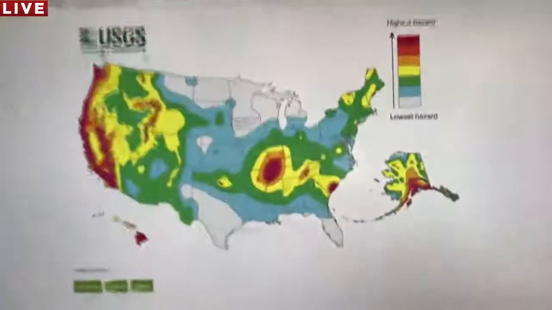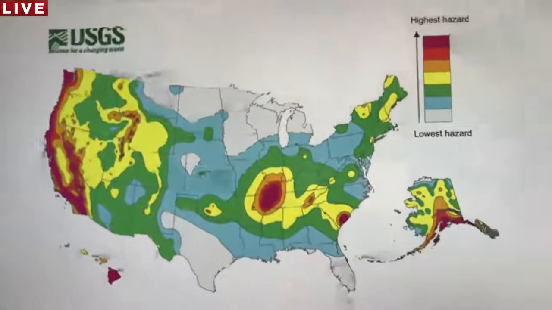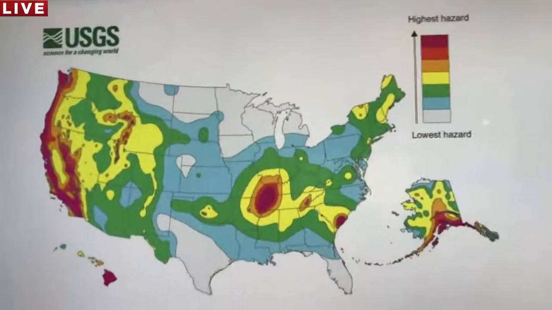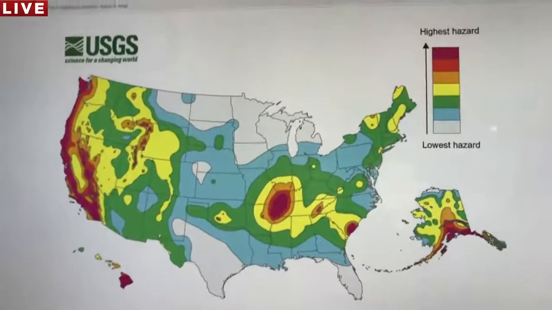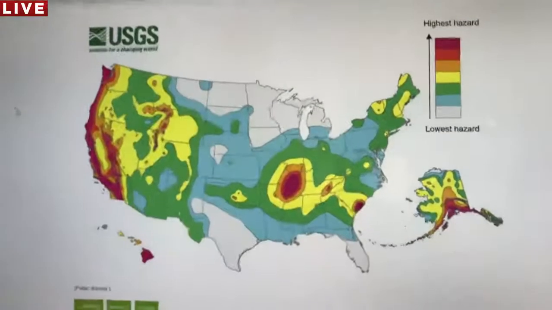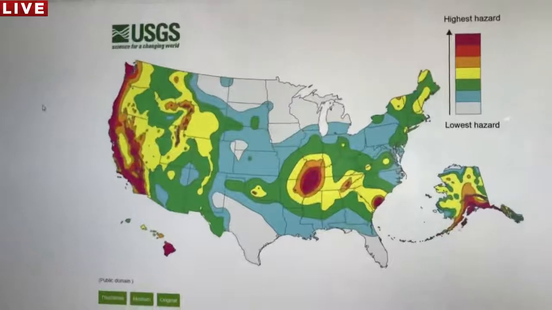So I want to show you something here. This is from the USGS, the United States Geological Survey, and it pinpoints the highest hazard of earthquakes. So let me flip this around here. Now, I'm showing you this because, again, remember we talked about that big fault right along the edge of the United States, right along California, up through Oregon. Notice that's the highest hazard.